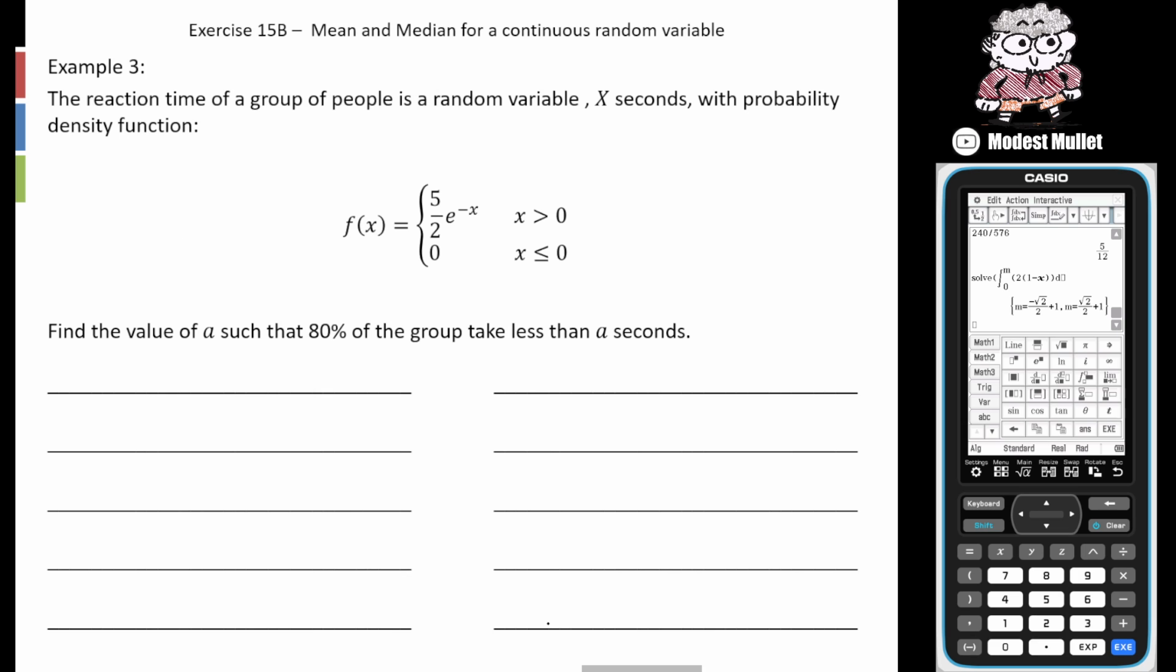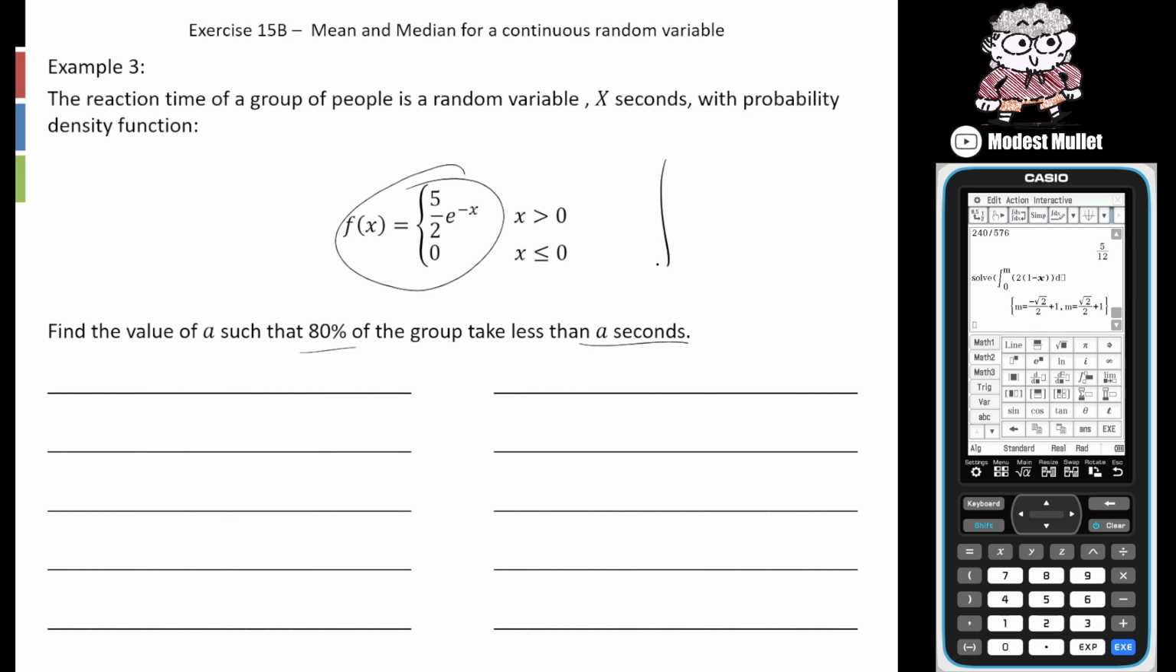So let's jump straight into an example. The reaction time of a group of people is a random variable x seconds with a probability distribution function as given by that. Find the value of A such that 80% of the group would take less than A seconds.